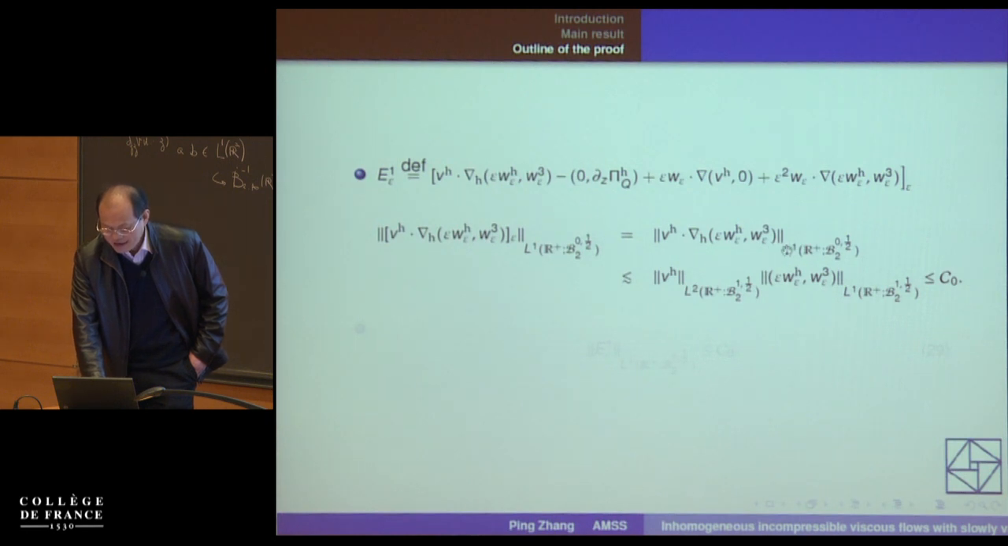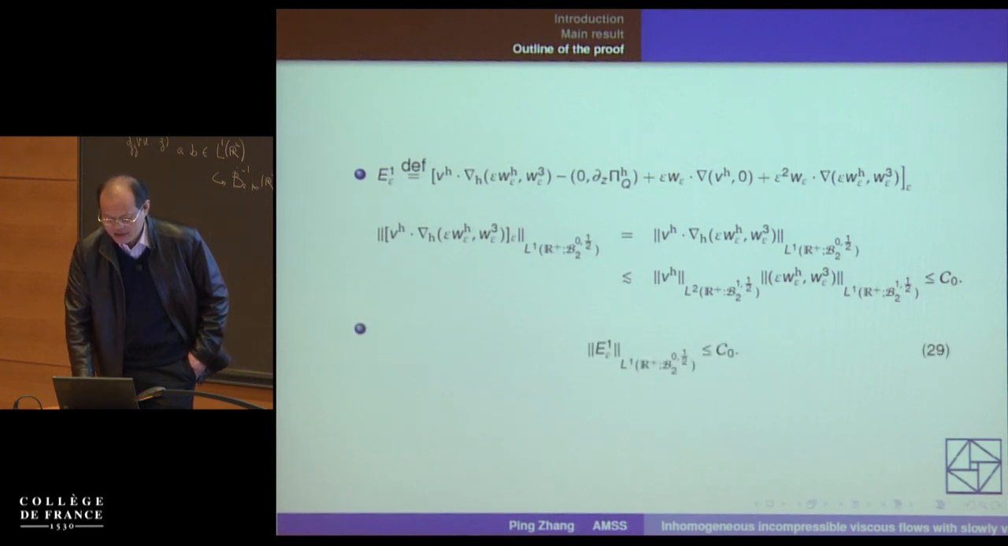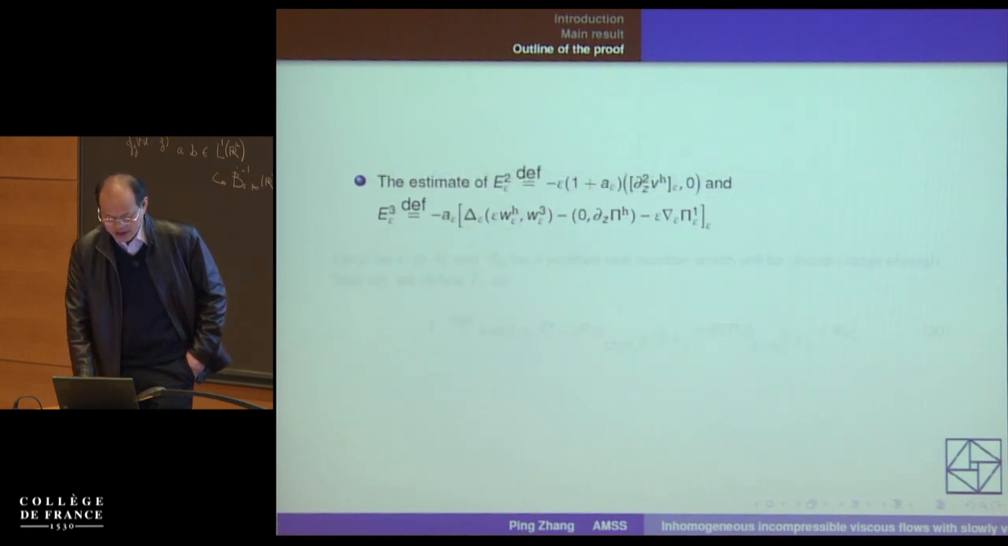Then by applying this product law in the anisotropic Besov space, we find that this product of norms can be controlled by this norm times this norm. But we already have the estimate of this term and also this term, so we can have an estimate for this bracket. And all the other terms can be handled in the same way. So in this way, we have a good estimate for the first error term.